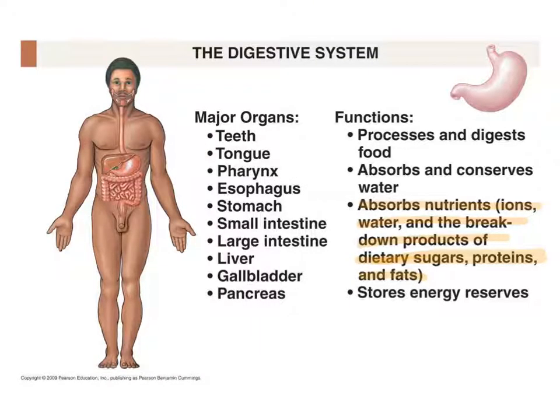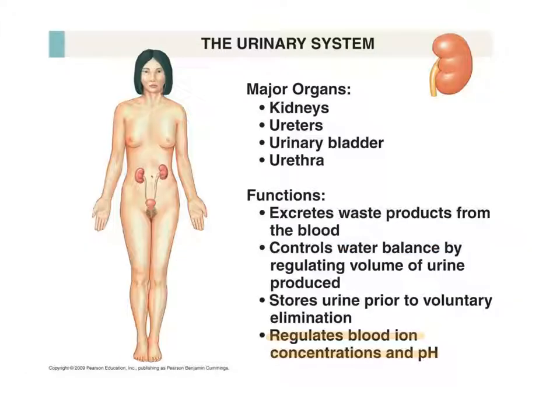Next would be the digestive system, with the major organs being the stomach, the small intestine, and the large intestine, with the major function being to process and digest the food, then absorb nutrients, ions, water, and the breakdown products of dietary sugars, proteins, and fats. Next is the urinary system, with the major organ being the kidneys and the major function being to excrete waste products from the blood.